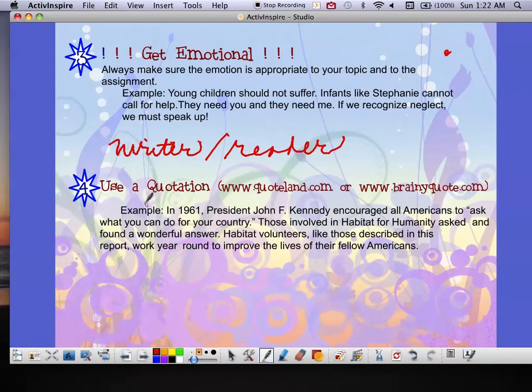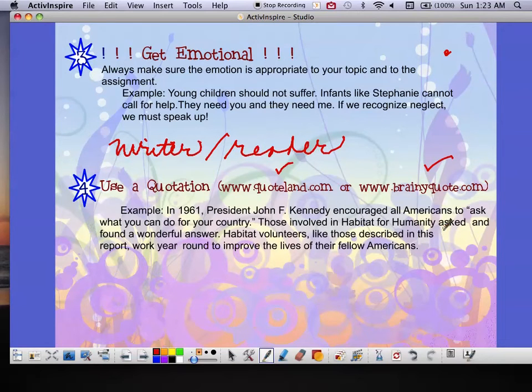A fourth way would be to use a quotation. And I gave you two real dependable quote sites here, Quoteland.com and BrainyQuote.com. Here's an example. This was the paper about Habitat for Humanity or Peace Corps volunteers. In 1961, President John F. Kennedy encouraged all Americans to ask what you can do for your country. Those involved in Habitat for Humanity asked and found a wonderful answer.